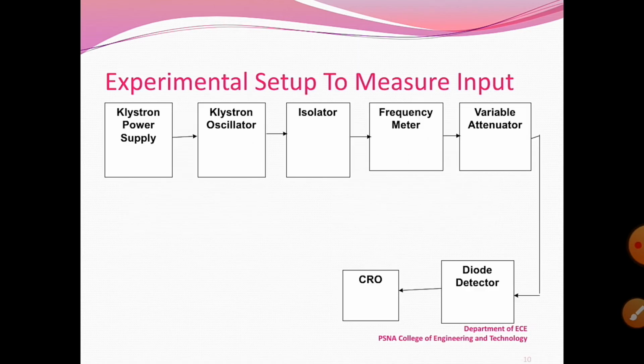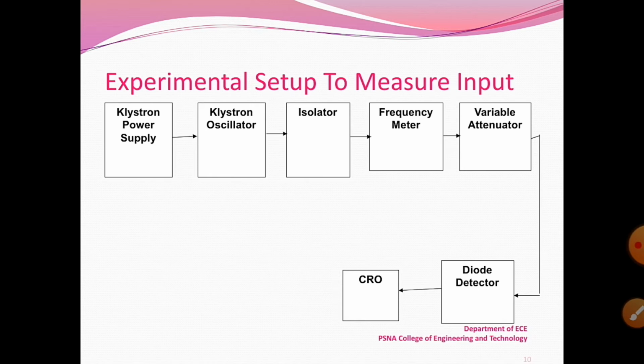Now we will see the experimental setup to measure the insertion loss and isolation. The experimental setup goes like this. Klystron power supply. In order to give the power supply to the klystron oscillator, then we have the klystron oscillator which generates the microwave signal.